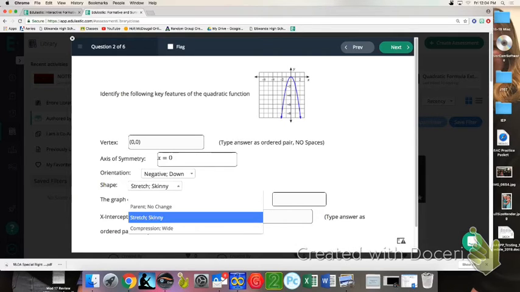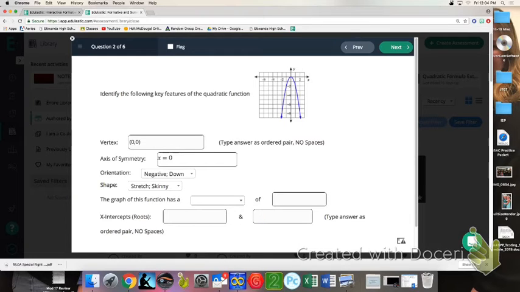Pretty much everything's either going to be the parent function or skinnier. We're not going to do the compression this time. We'll add that later. Do I have a maximum or a minimum? Maximum. Why? Because I have a highest point. What is that highest point? 0. And what are my x-intercepts? 0, 0, and 0, 0. Pretty easy. Okay, let's look at the next one.